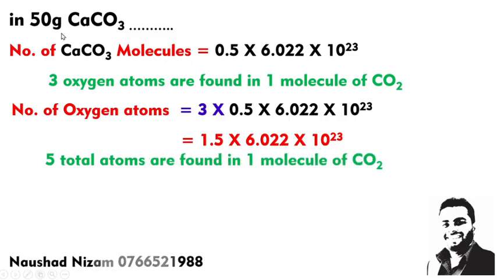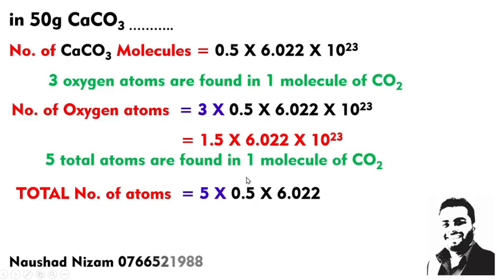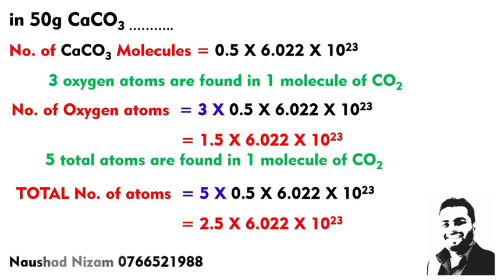So in 50 grams of calcium carbonate you have 0.5 into 6.02 into 10 to the power 23 calcium carbonate molecules. Then you multiply it by 5. This is how you get the total number of atoms.